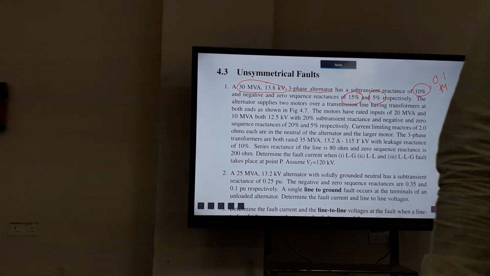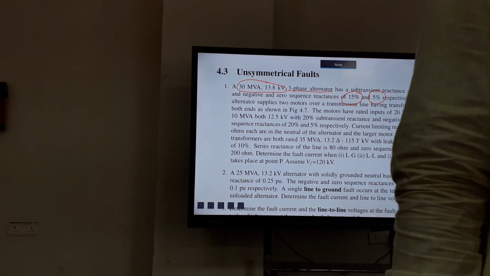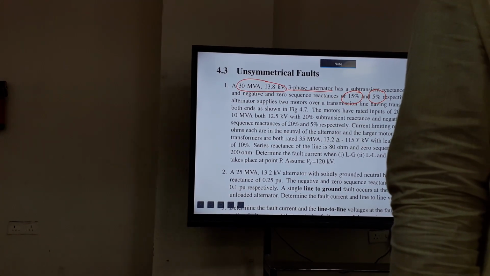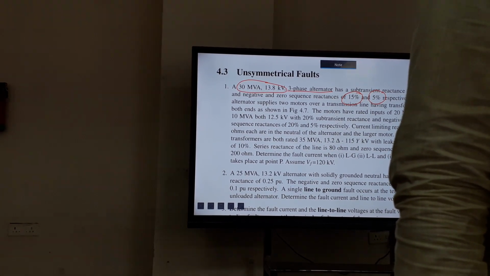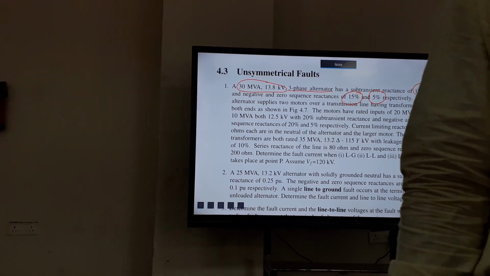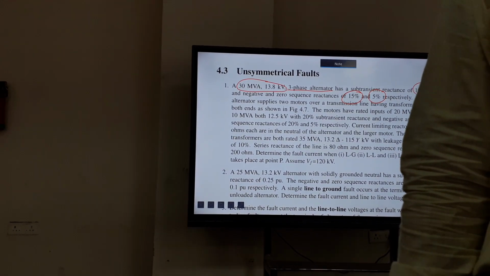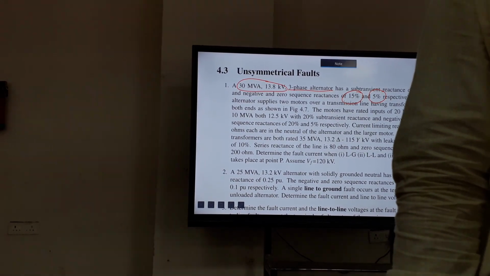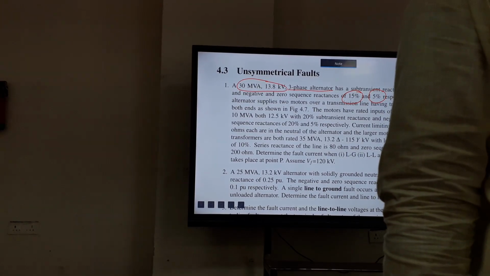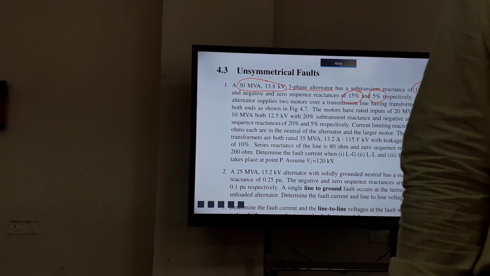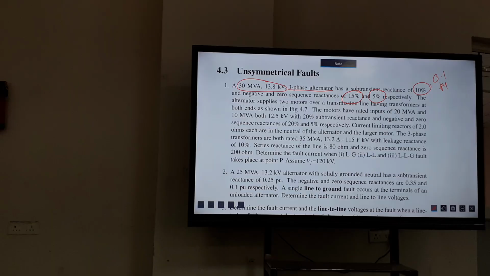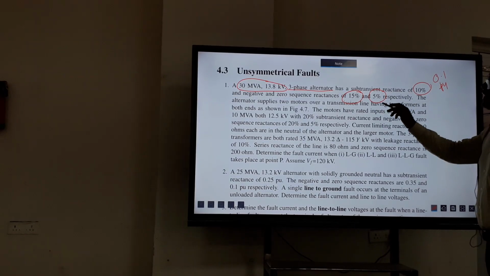Why are we taking subtransient? I have already answered. Subtransient impedance, because that is the impedance the alternator offers during the initial time of the fault. The transformer supplies 2 motors.